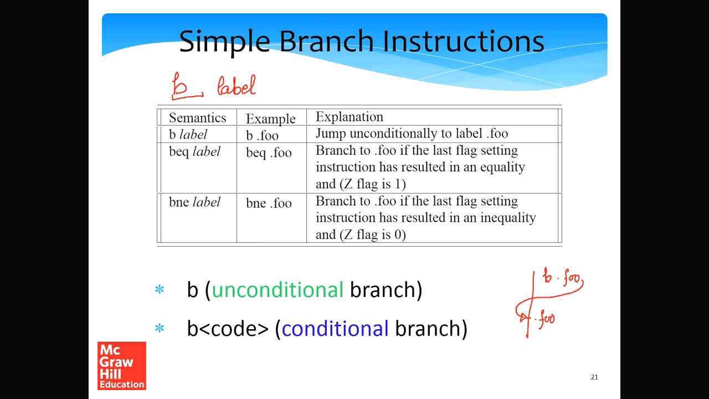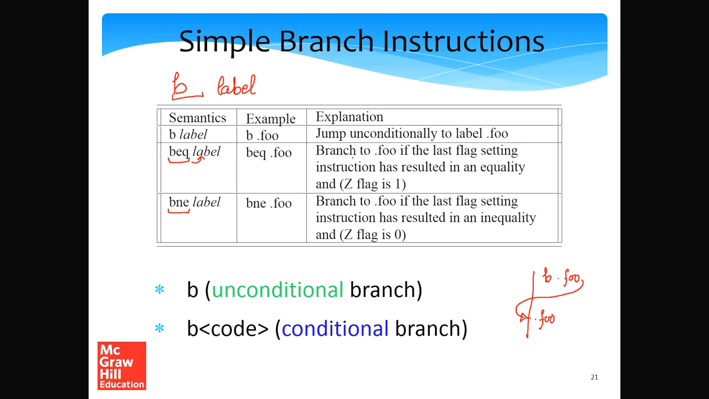So the basic and the simplest instruction is an unconditional branch, B. An example would be, let's say, b .foo. It would jump unconditionally to label .foo. Similar to simple RISC, we have BEQ, branch if the flags indicate equality, and BNE, branch if the flags indicate inequality. What I mean by flags is that the last instruction that set the flags should have concluded that both the values given to it are equal. Only on that condition would this particular branch actually branch to this label.